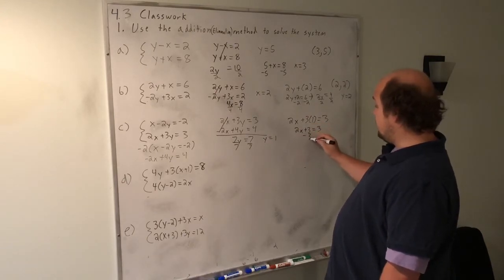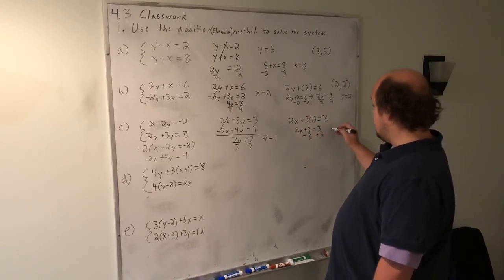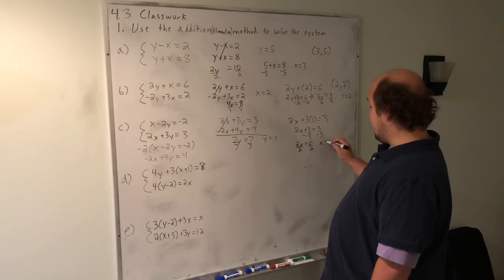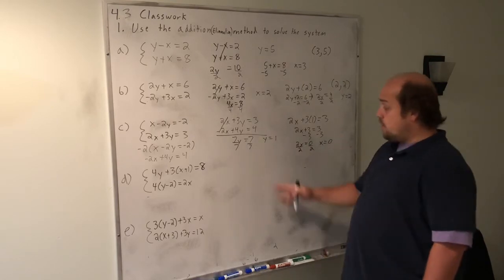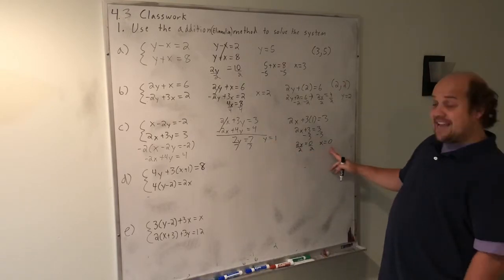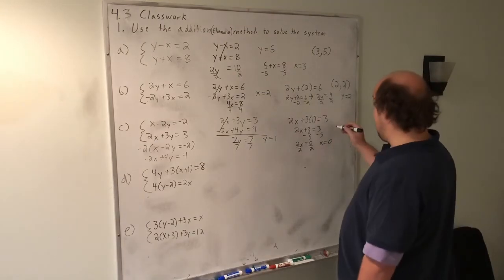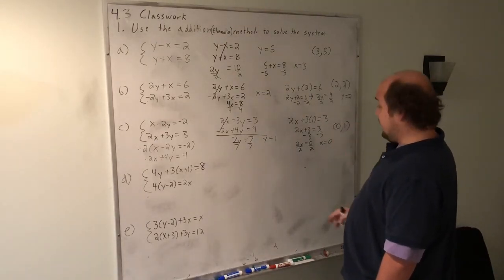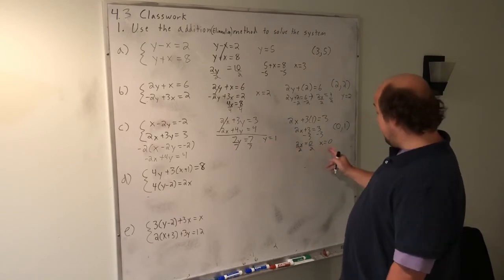Minus 3 from each side, and that gets me to 2x equals 0, which means that x equals 0. So I have the point y equals 1, x equals 0. I want to make sure I'm writing it as x comma y. So 0 comma 1, even though I solve for y first and x second.